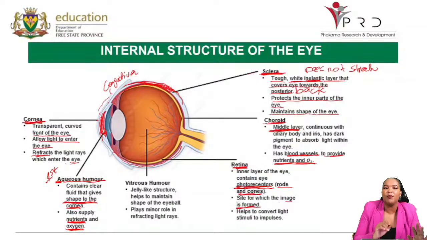So an image cannot be formed anywhere on the eye, but it is going to be formed where? On the retina. The retina is the innermost layer. But why?